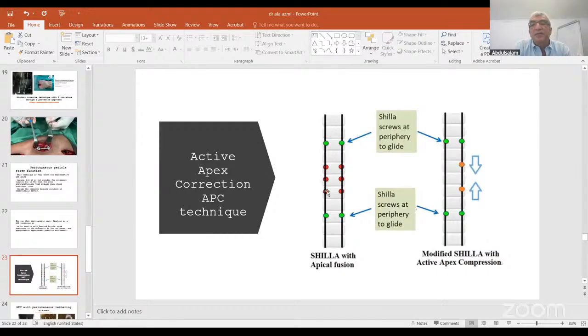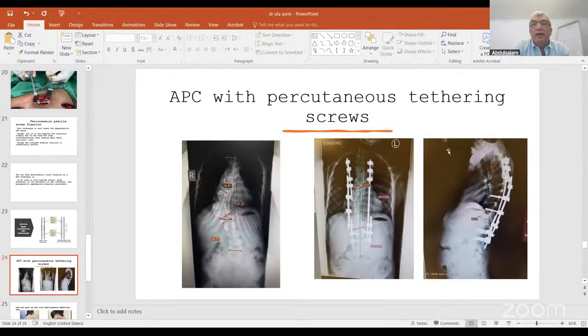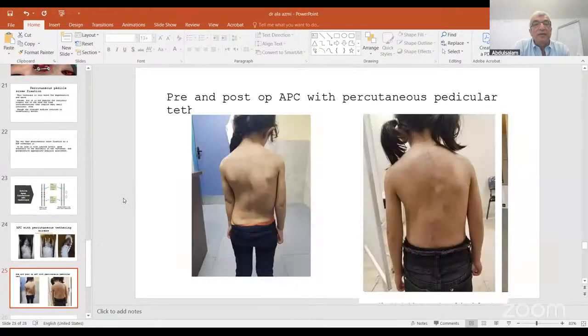And this is the APC technique. On the left side, you can see the Shilla putting 6 screws in 3 levels to control the apex. Here in the APC, just the orange ones are 1 above and 1 below the most wedged vertebra in the convex side. So here are, for example, the screws, as you can see on the middle one and on the lateral and the AP view. You can see hooks above. Now we put also screws above, but we put tethered screws in between. And you can see that here.